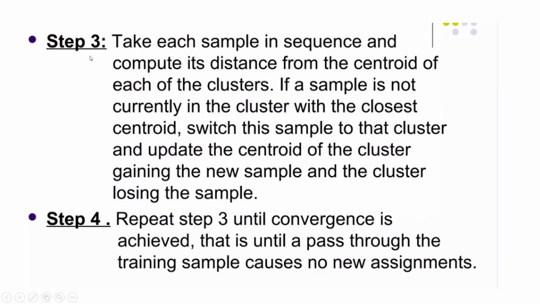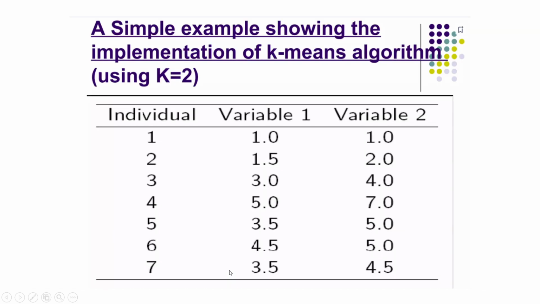In the next step, we take each sample in sequence and compute its distance from the centroid of each cluster. If a sample is not currently in the cluster with the closest centroid, switch the sample to that cluster and update the centroids of the cluster gaining the new sample and the cluster losing the sample. Hence, after this step, we repeat step 3 until convergence is achieved. This means you find all the distances from the taken centroids, until a pass through the training samples causes no new assignments. We'll see a simple problem to show the implementation of the k-means algorithm.